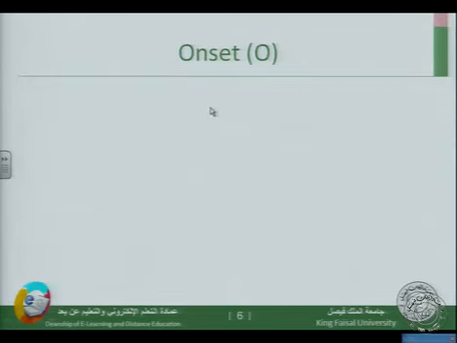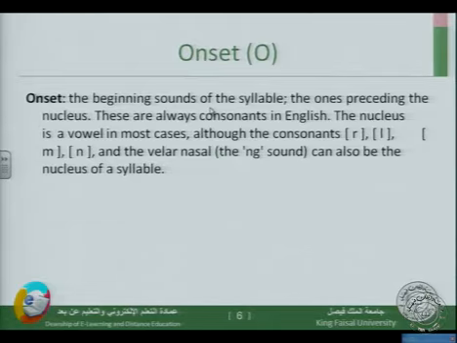First of all, what does onset mean? Onset is the beginning sounds of the syllable. What is it? The beginning sounds of the syllable, the ones preceding the nucleus. So it comes at the beginning, the beginning sounds of the syllable, the ones preceding the nucleus. They're always consonants in English. These onsets are always consonants in English. The nucleus is a vowel in most cases.